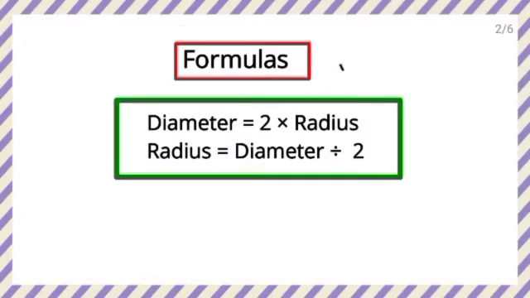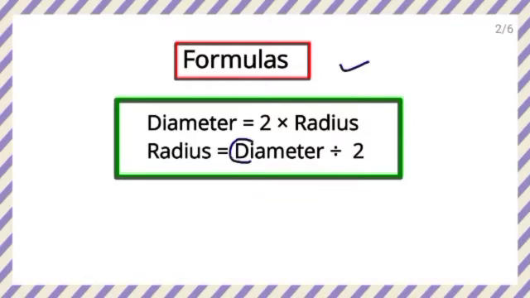Now we have two formulas which we will use to find diameter or radius. To find the diameter we use 2 multiply radius. Diameter is double the radius. It means 2 multiply radius. And radius will be half of diameter. It means diameter divided by 2. So we will use these formulas. Diameter is equal to 2 multiply radius. And radius is equal to diameter divided by 2.